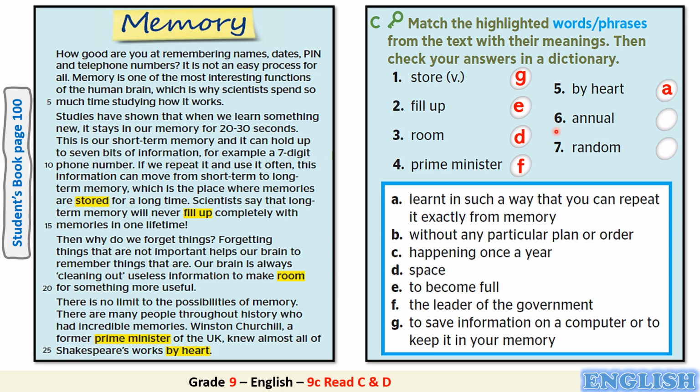The next one, annual. Good job, my students. It's with C. Happening once a year. 7. Random. It's with B. Without any particular plan or order. Good job, my students.